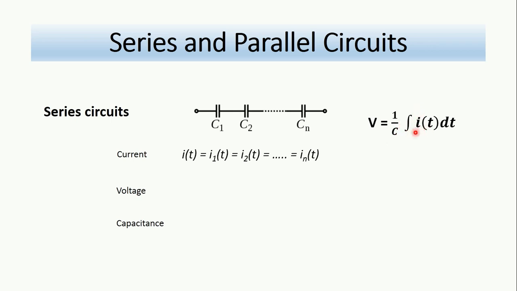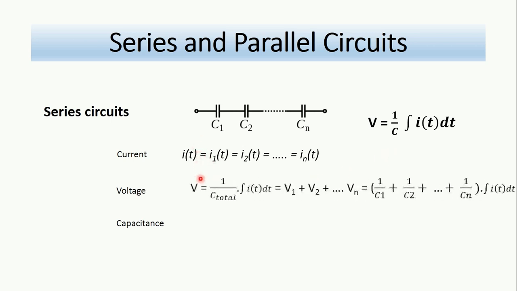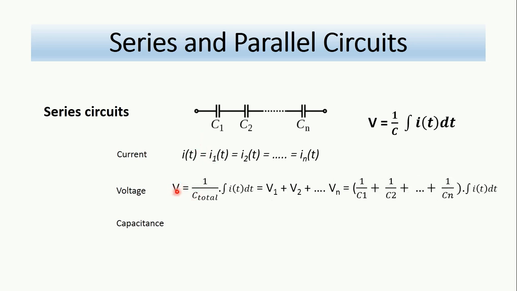And if we start applying this here, we can say that the total voltage drop here must be 1 over C total, we take this as C total, multiplied by the time integral of the current passing in all these elements. And this is actually V1 plus V2 plus until we reach Vn.